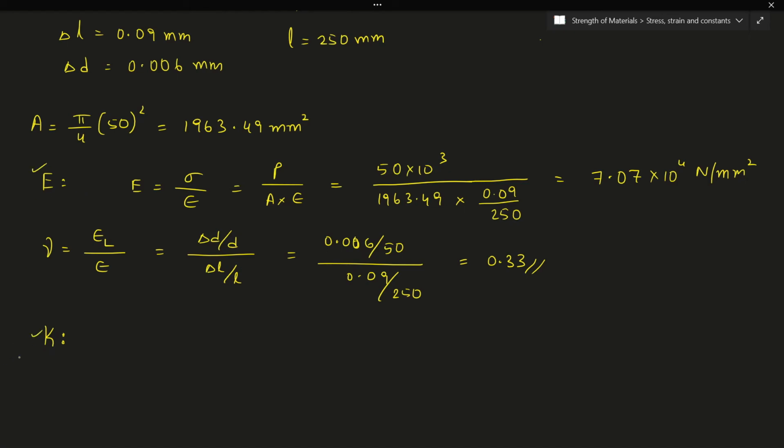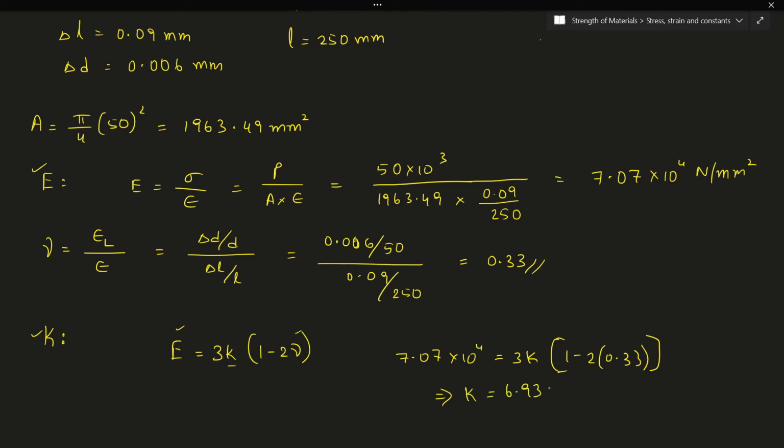which is given as E is equal to 3K into 1 minus 2 nu. In this, I know the elastic modulus, I know the nu value, only K is unknown. So if I substitute all of them, I'm going to have 7.07 into 10 to the power of 4 is equal to 3K into 1 minus 2 into 0.33. Now if I simplify this, K would be equal to 6.93 into 10 to the power of 4 N per mm square.